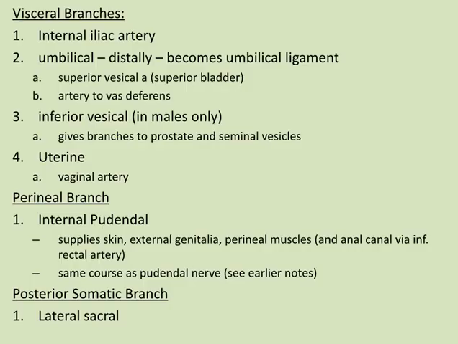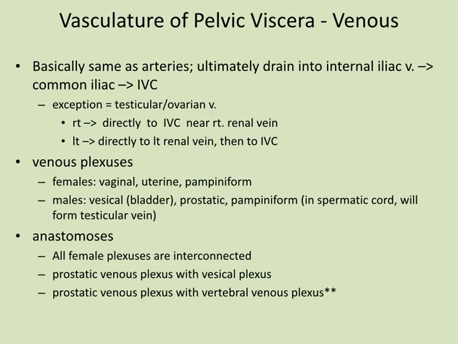All right, so you can look at it, you can categorize things a little bit to organize it in your mind. There are visceral branches going to the pelvic organs. There's the perineal branch, which is going to the perineal region. That's the internal pudendal. And then you have a somatic branch, and in this case it's just one, the lateral sacral. All right, so that's the arterial organization. Pelvic venous drainage, same as the arteries. Okay, so that's the simple version.